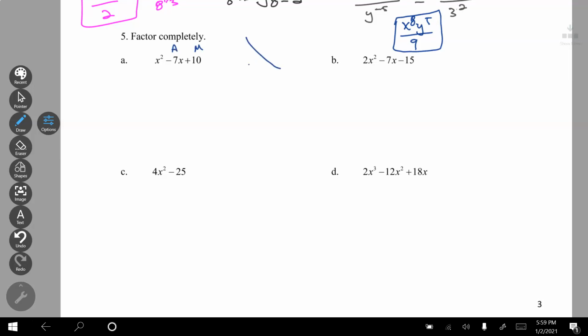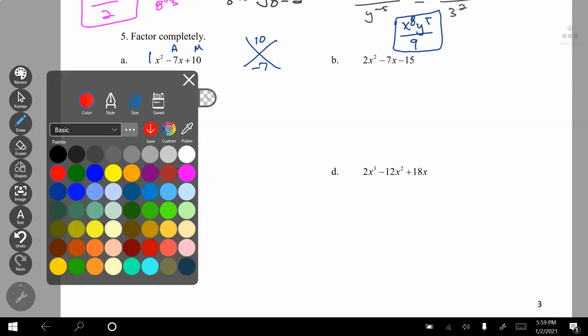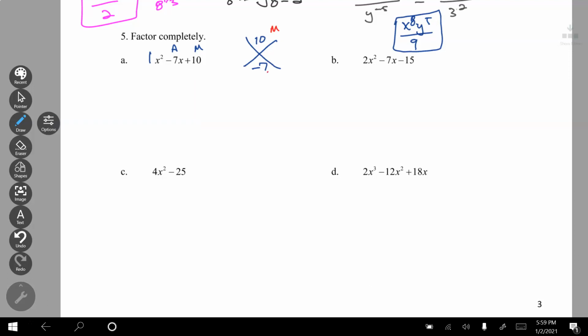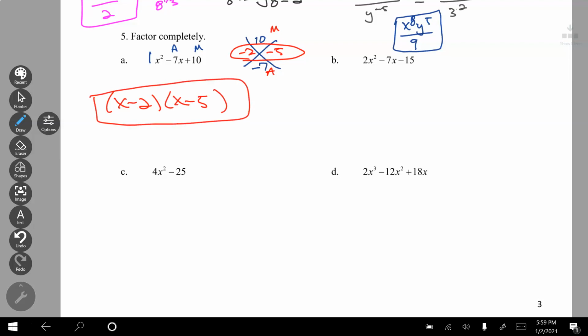So if I set this up, because there's a 1 in front here, this becomes a positive 10 on top, a negative 7 on the bottom, and I realize I need to multiply and add, and I get negative 2 and negative 5, and I get x minus 2, x minus 5 as my result.